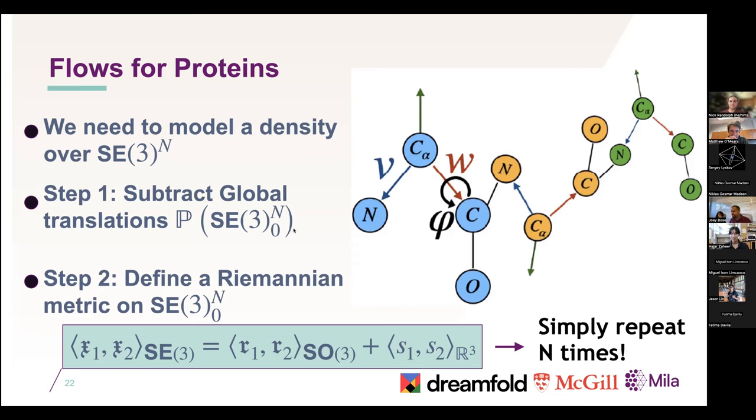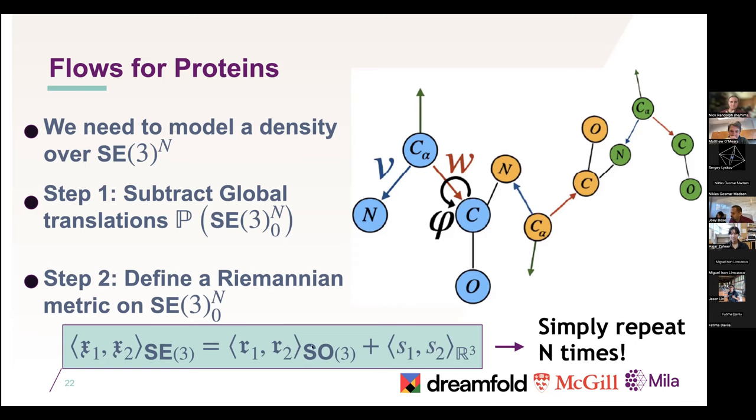So the next step is that once we recognize where our distributions live on, which is SE3N0, we have to define a metric again, because we want to do some computations. And we can reuse the metric that I outlined in the background, which is to say that any two objects on SE3 can be compared using an inner product on SE3, which decomposes into an inner product on SO3, as well as the inner product on R3.